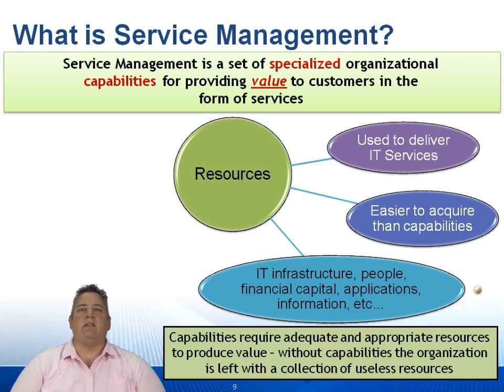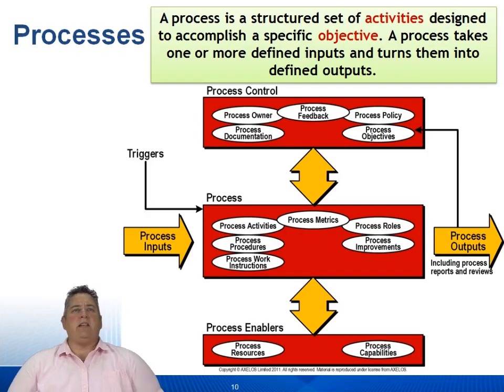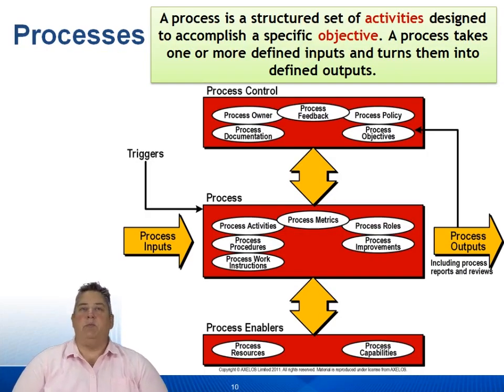Without capabilities and understanding how we use the resources, the organization is left with a collection of useless resources, which translates very quickly into waste. We must match what we have to what we need. Processes, one of those capabilities, right?